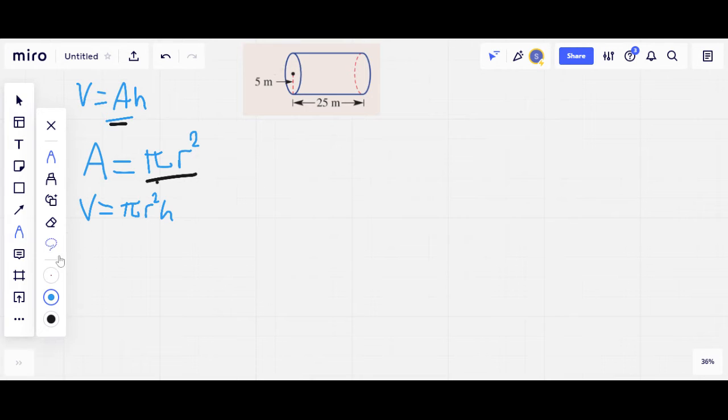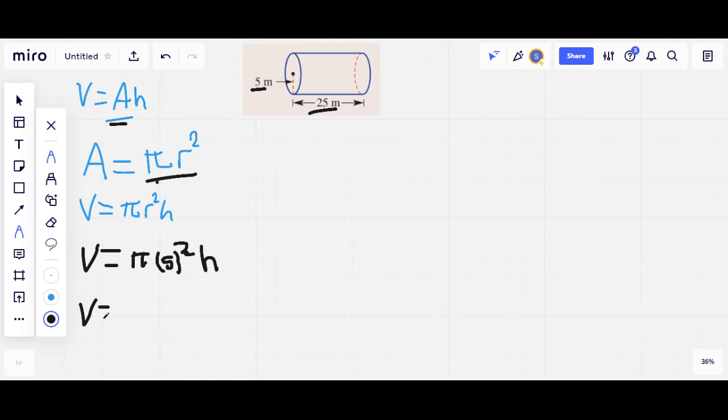So let's do this for this example here. 5 here is our radius, and we have 25 as our height. So our volume is equal to pi, and let's put 5 in the brackets there, squared, multiplied by the height. Now it's important here that we only square our 5 value. We don't square pi multiplied by 5, because that will give you completely different values for this formula.